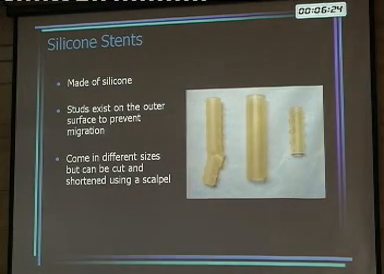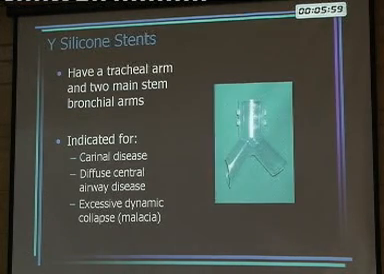Let's switch to silicone stents, which are tubes made of silicone. They have studs on the outside to reduce migration. They come in different sizes, and you can actually take a scalpel, cut them, make them shorter. It's common for us to modify them in the operating room. You can also make holes in them if you're trying to make a hole for a right upper lobe, for instance, if you put a right main stem bronchial stent.